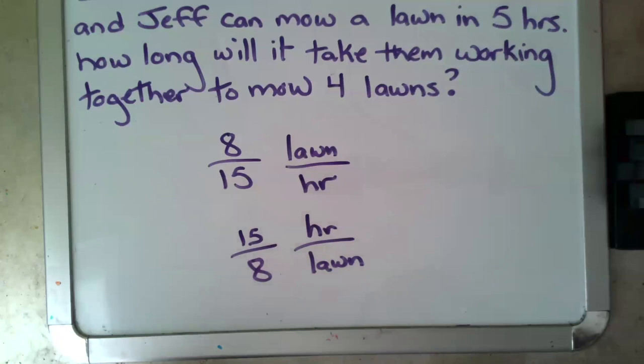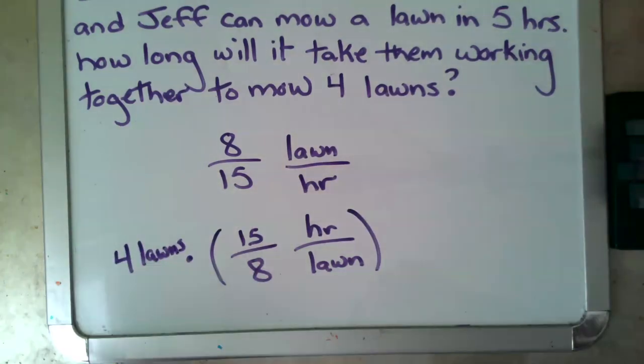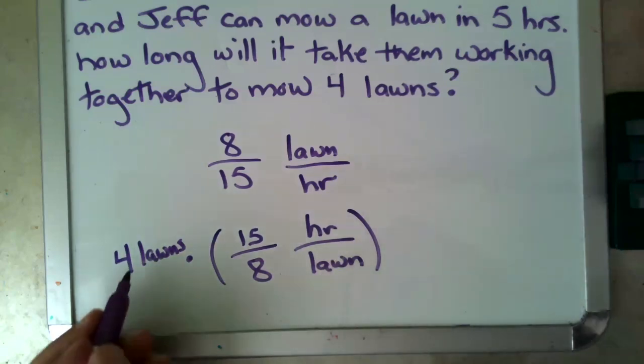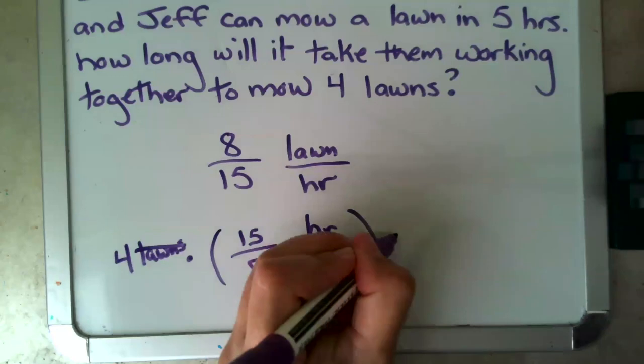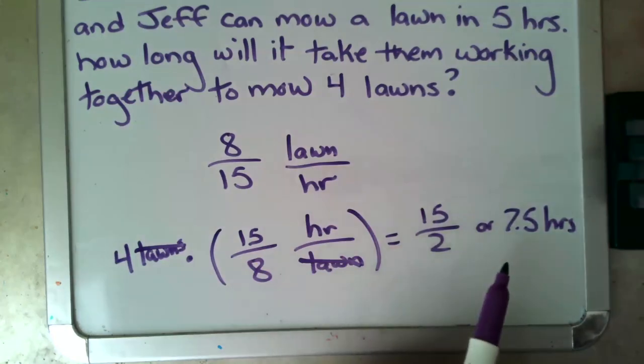The last thing I want to know is how long it'll take them to do 4 lawns. Well, if this is how much it takes them to do 1 lawn, I would just multiply by 4 lawns. You can see that our lawns unit will cancel away, leaving us with just hours, and simplify to 15/2 or 7.5 hours working together.